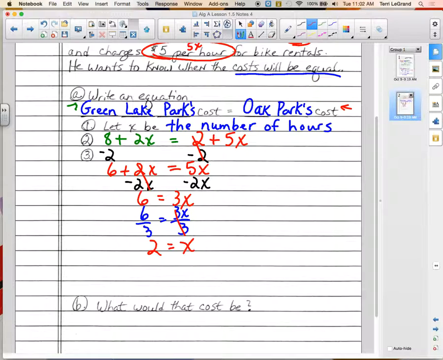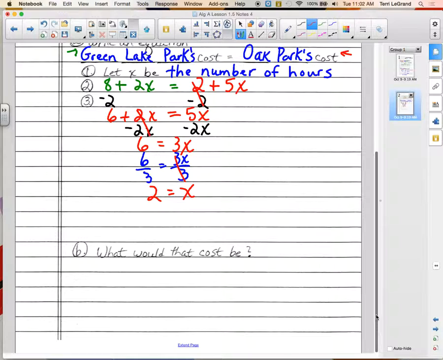Okay, well, what does that tell us? What were they asking us to find? Go back up and see what they wanted us to find. When the cost will be equal. So what did we just find? How many hours. And so we would say the cost will be the same.